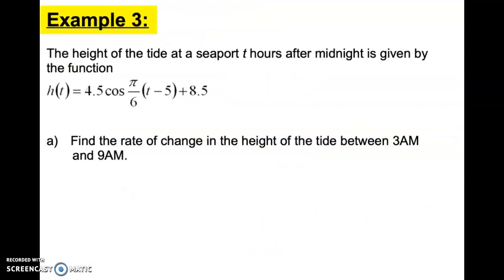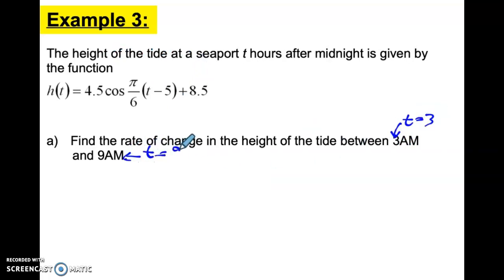Okay, so here's our next example. It's the exact same idea, so you might even want to pause the video and give this one a try by yourself. But for example 3, the height of the tide at the seaport t hours after midnight is given by this function h of t. Find the rate of change in the height of the tide between 3 and 9 a.m. Okay, so t hours after midnight, so at 3 a.m. t would equal 3, and at 9 a.m.